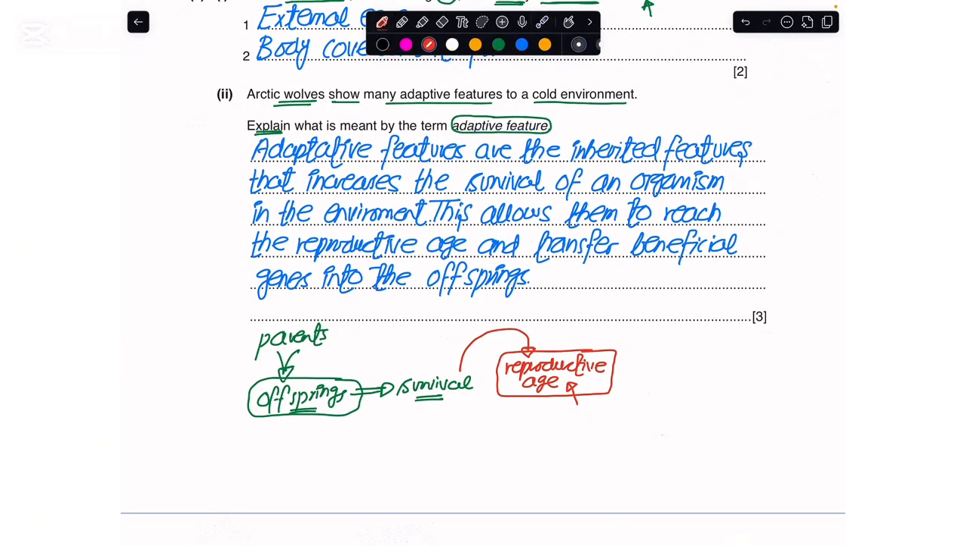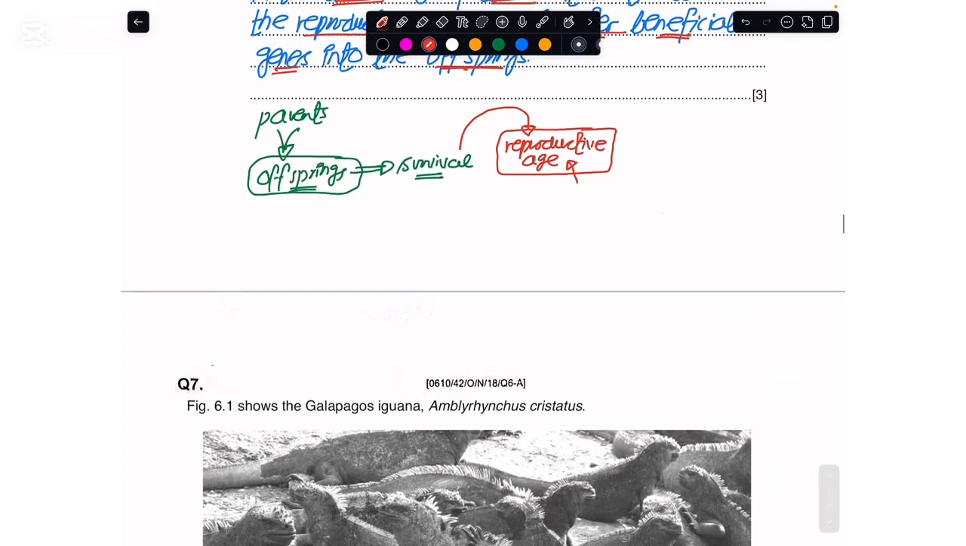So we would say that these adaptive features are the inherited features that we have got from the parents, and they would increase the survival of an organism in the environment. And since we have got our survival enhanced, this would allow us to reach the reproductive age. And once we have reached the reproductive age, we would be in the position to transfer the beneficial genes into our offspring. So here you would get 3 marks for this.